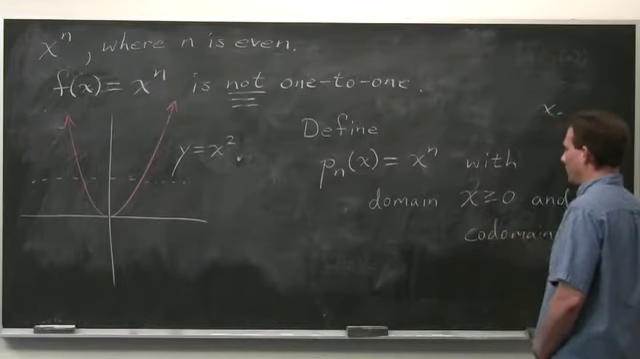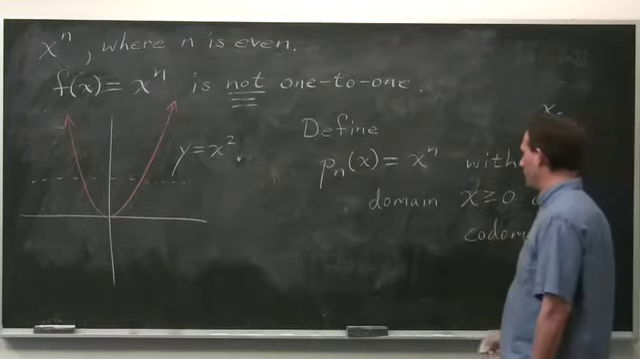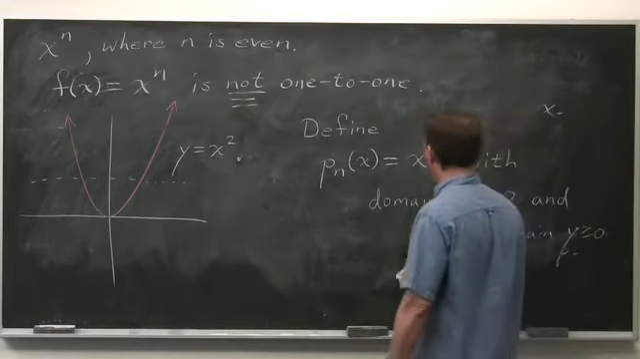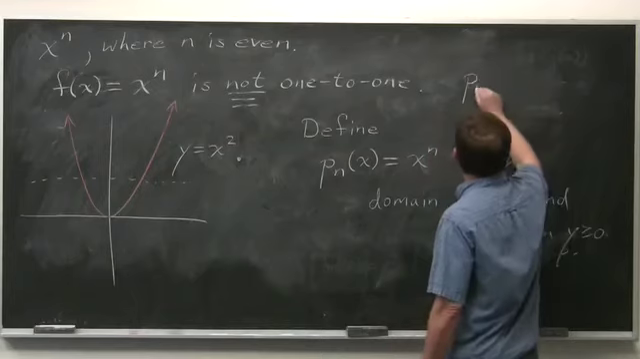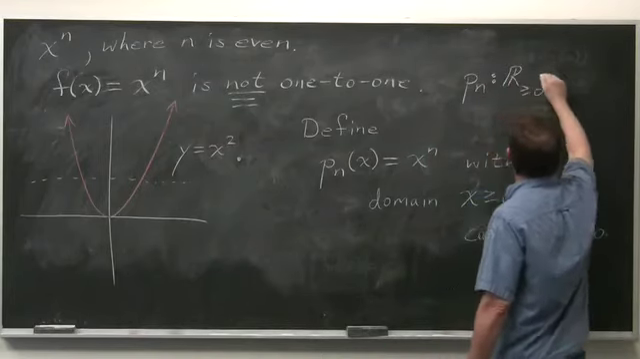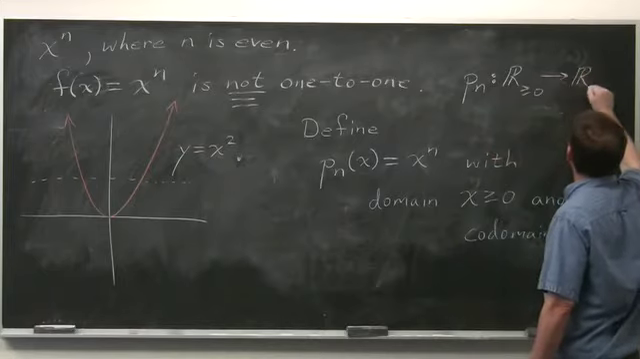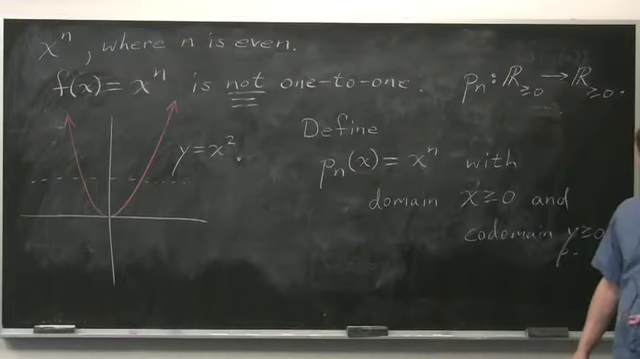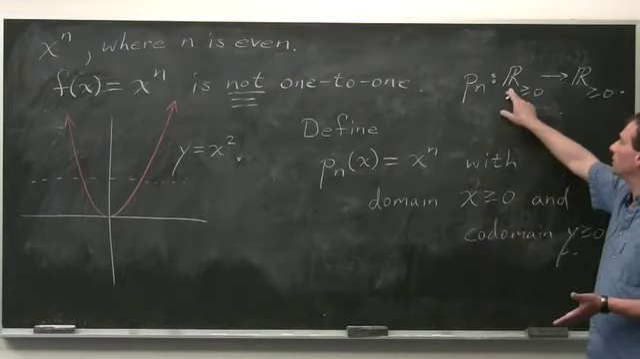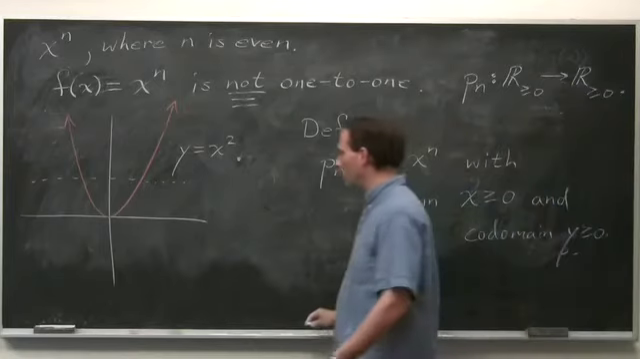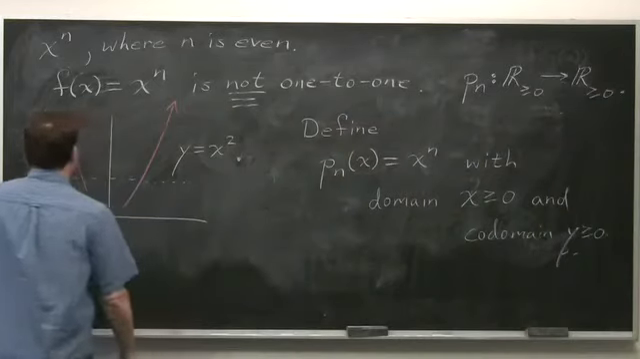So the set of real numbers greater than or equal to 0, I'll denote it by R greater than or equal to 0. So Pn is defined by the rule x to the n, but you only apply it to numbers greater than or equal to 0, and you get back numbers greater than or equal to 0. Why are we doing that?